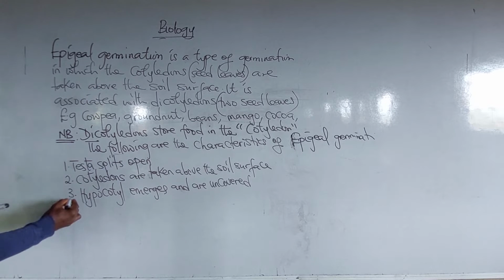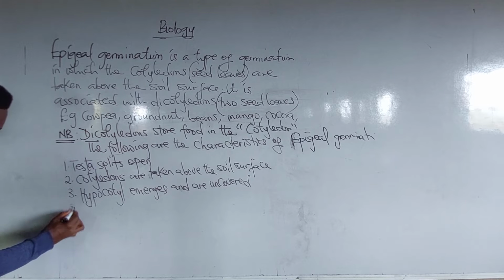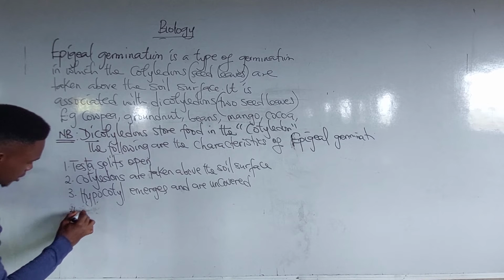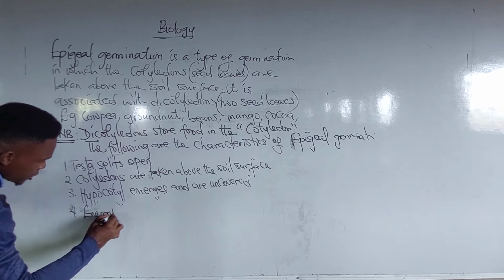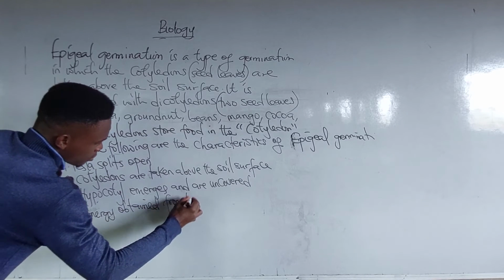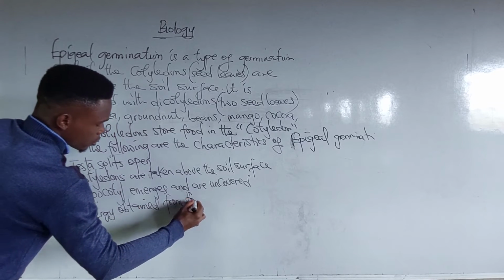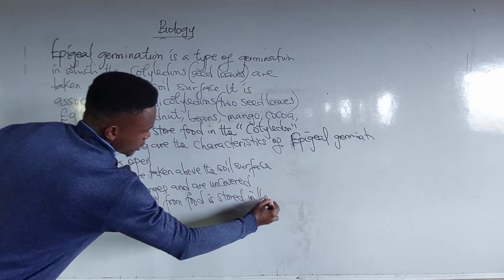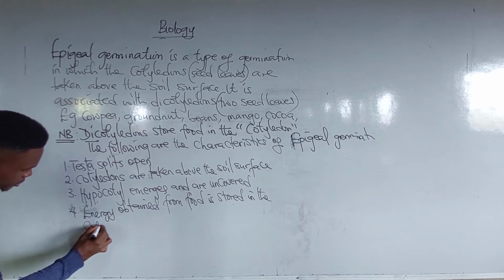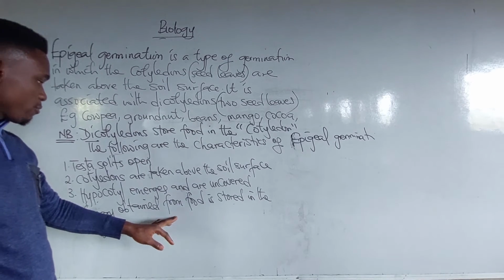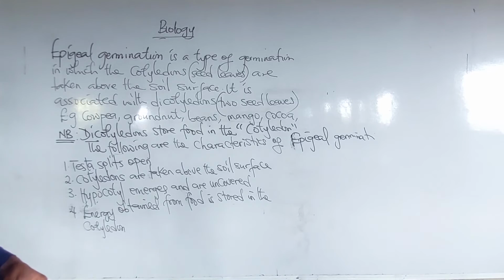Then number four. Alright, food or energy obtained from food is stored in the cotyledon. Alright, so please take note, don't forget that the energy obtained from food is stored in the cotyledon.